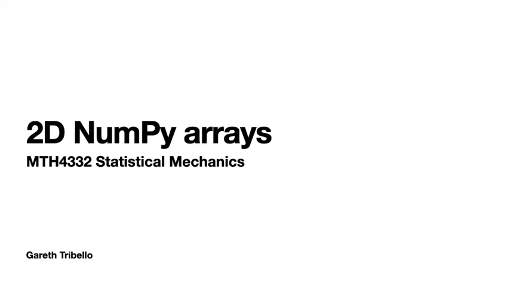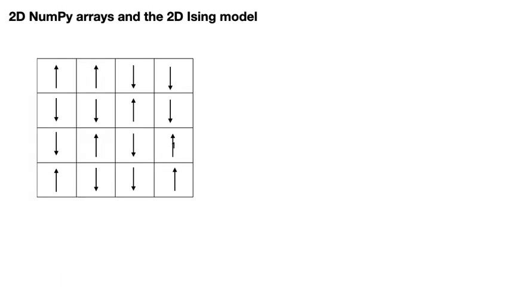Hello. In this video, I am going to explain how to use 2D NumPy arrays. I am introducing this topic in the context of representing the state of a 2D Ising model. 2D arrays can obviously be used for much more than this, however. You can use this type of Python object to hold any matrix you so choose. So without further ado, let's get into it.